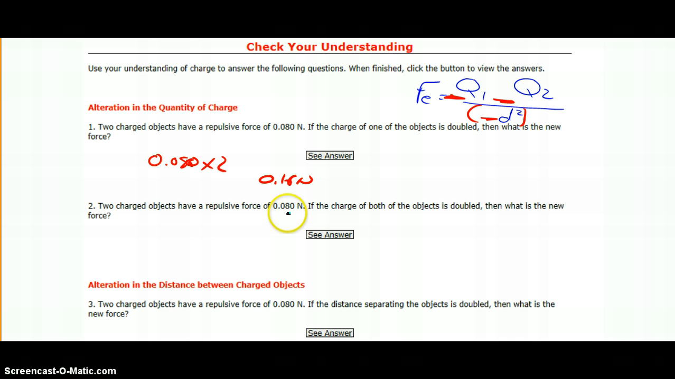Now, if they have a force of 0.08 newtons again, and we double the charge of both of the objects, then that's like putting 2 times 2 in front of each charge. So that's going to make the overall force go up by 4. So now we're talking about 0.32 newtons.